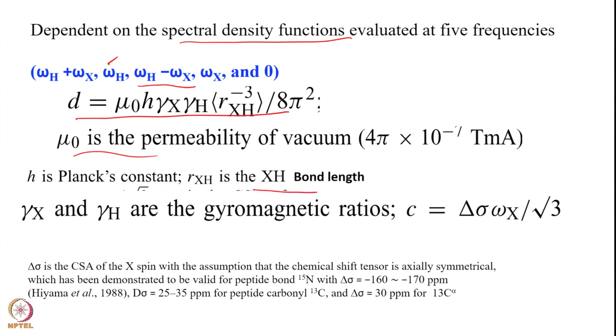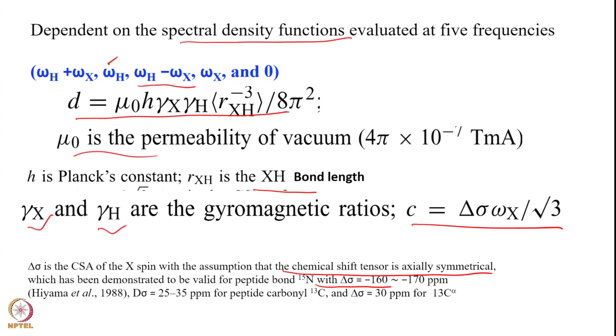The XH is essentially the bond length, omega X and omega H are the gyromagnetic ratios, and C is a constant. Now delta sigma is the CSA of the X spin, and you consider that the chemical shift tensor is axially symmetric. Now you can look up the CSA for different nuclei, which are typically given.